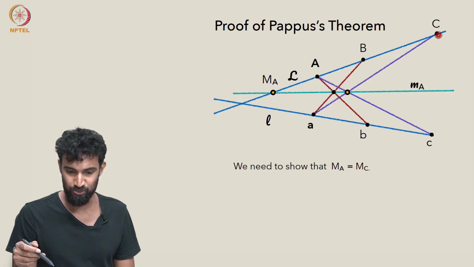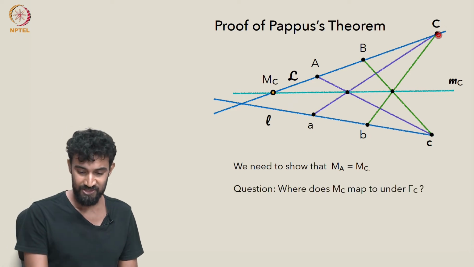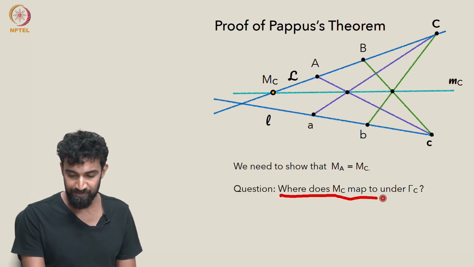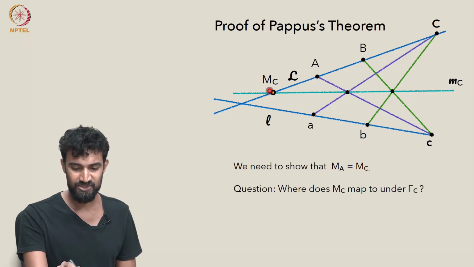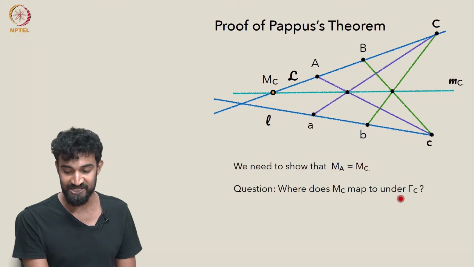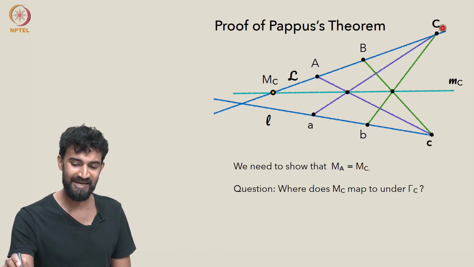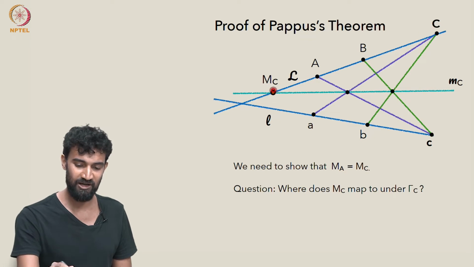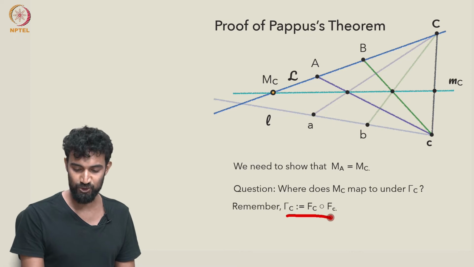So we need to show that these 2 points MA and MC don't just appear equal, they're actually equal. So the question is, where does MC map to under gamma C? That's a question we can ask. So MC is here. Remember, gamma C is the crisscross projectivity centered at C. So if we apply that crisscross projectivity on this point MC, what do we get? Well, remember, gamma c is equal to f little c followed by f capital C.